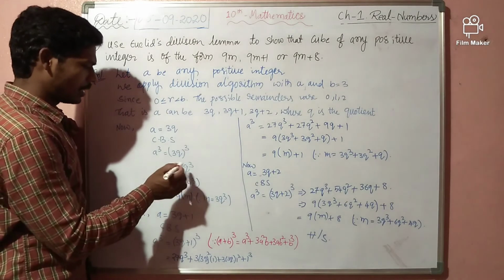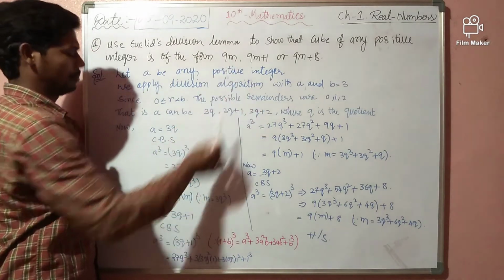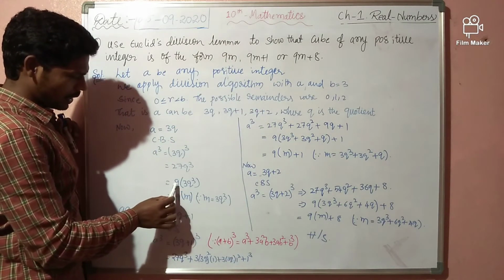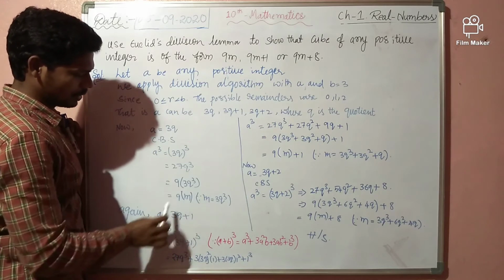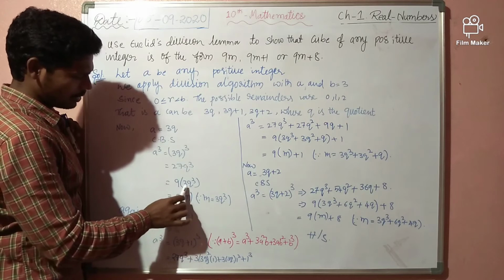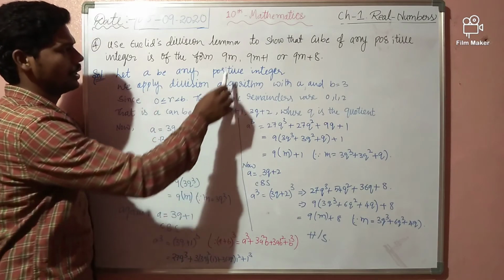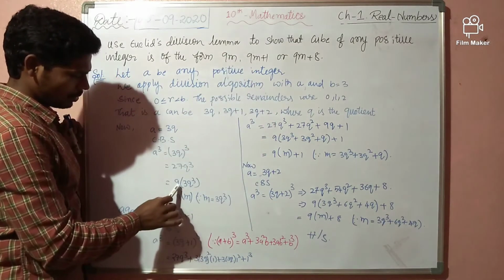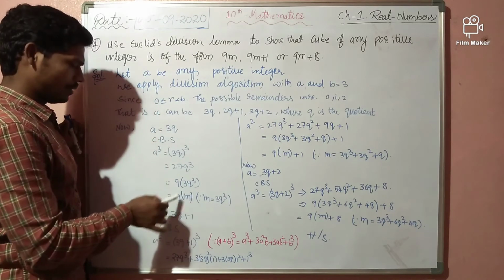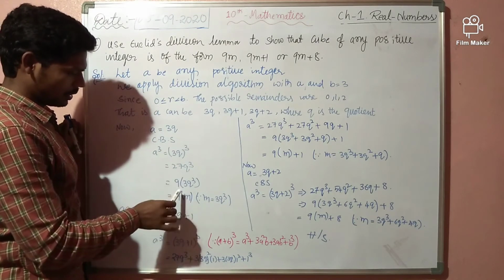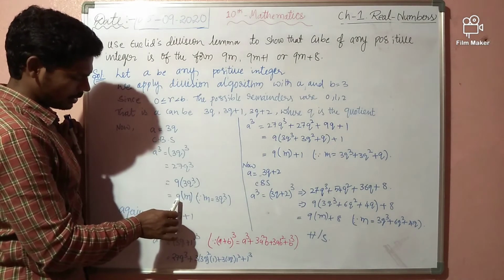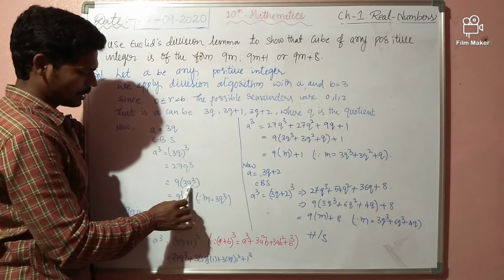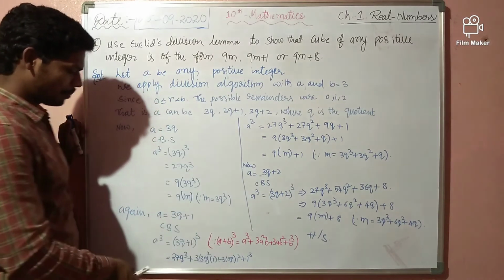Now you can write it in the form of 9m. So 9, put it outside, 9 times 3 is 27, so that is 9 times 3q cube. So 9 is as it is, and 3q cube we take as that integer, that is m. So now we have written that a cube is equal to 9 into 3q cube, that is we have written as 9m. Here m is nothing but 3q cube.